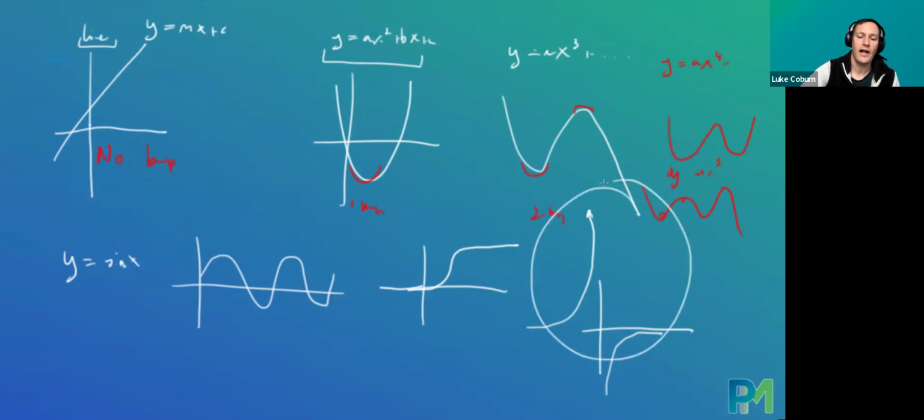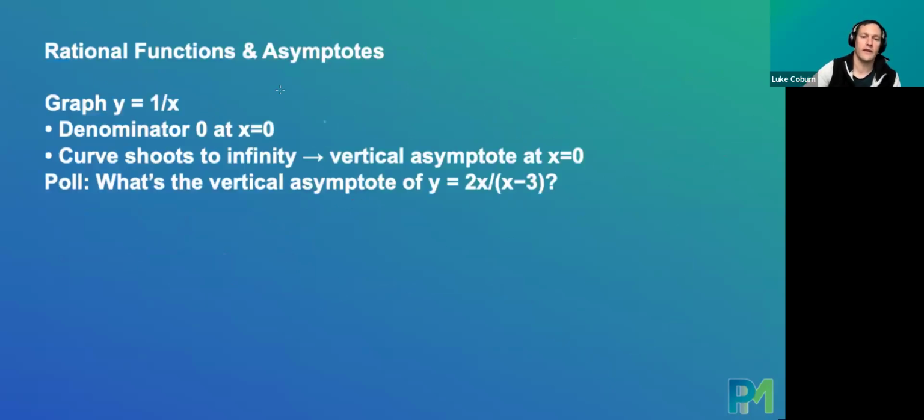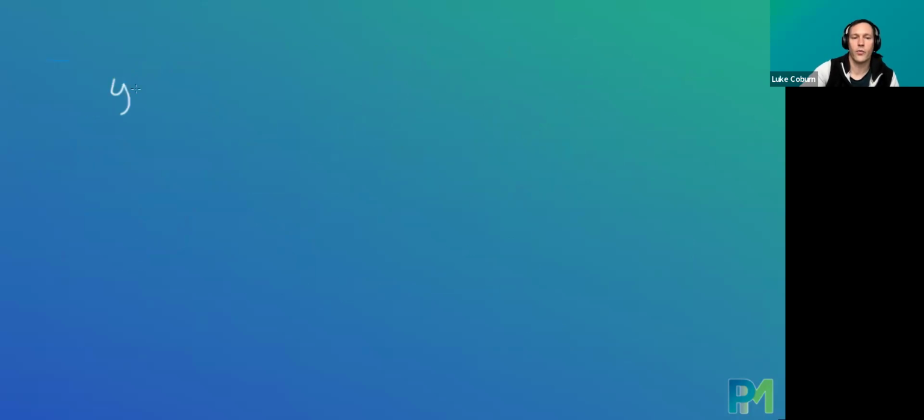Now, where algebraic fractions come in is with these things called asymptotes. I think probably the easiest thing is to take an example. So let's take this one here: y is equal to 1 over x. Okay, so if I have x is equal to, let's try this, x is equal to 5, y is equal to 1 over 5.